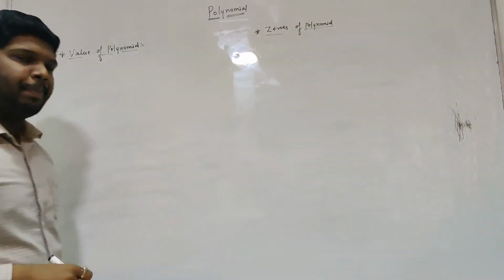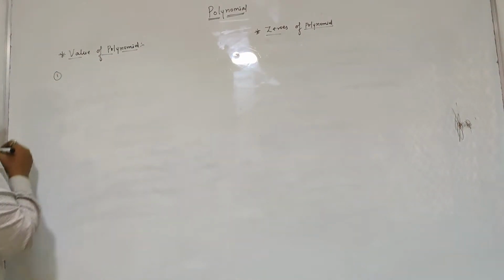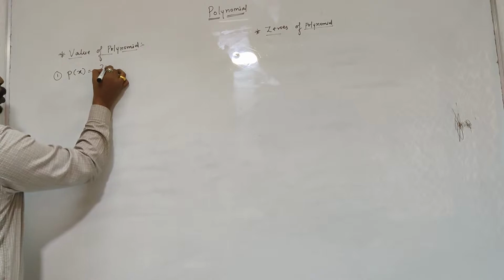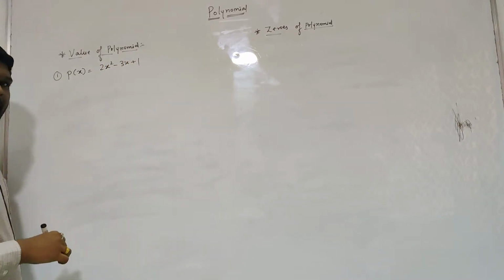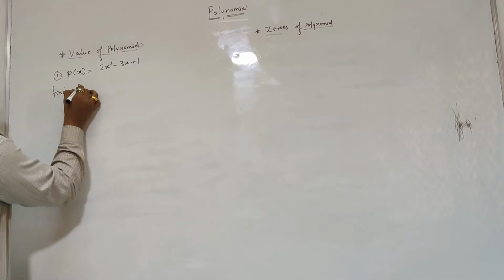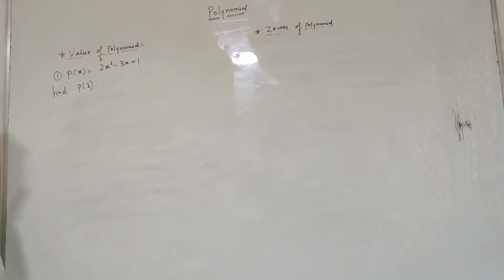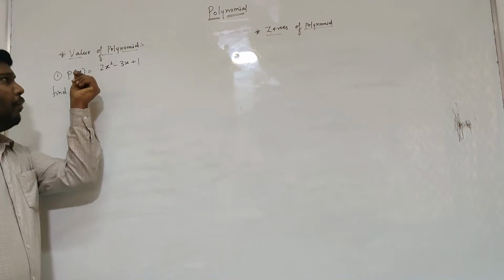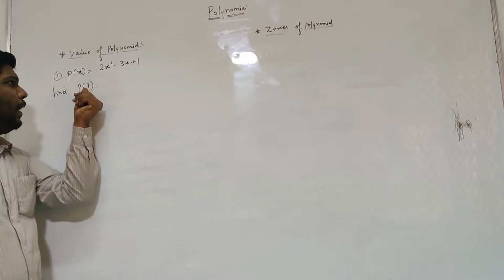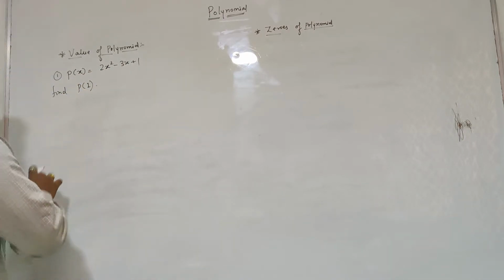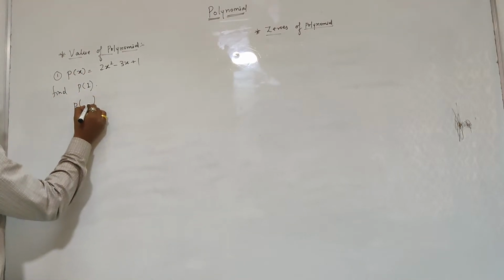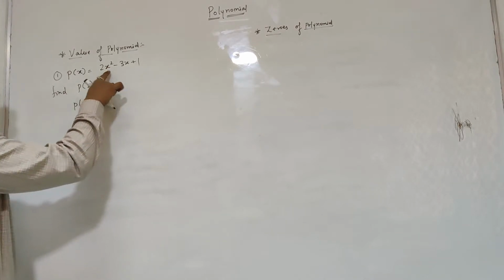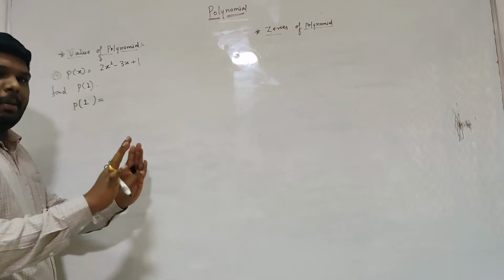Now let us try to understand. Suppose any polynomial is given to you. I'll directly start with the examples. Example number 1: p of x is equal to 2x square minus 3x plus 1, and the question is find p of 1. What do you mean by this exactly? You have to find the value of p of 1. It means in the given expression, wherever x is present, that position will be replaced by 1. So if I substitute x as 1, it will be called p of 1. Similarly, on the right hand side, wherever x is there, I will write 1. Everything else remains the same.